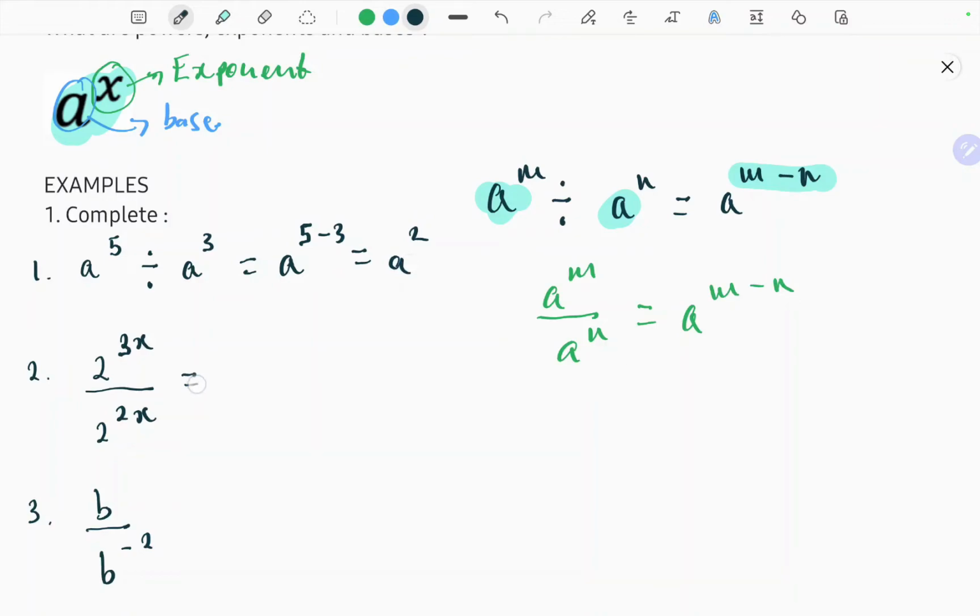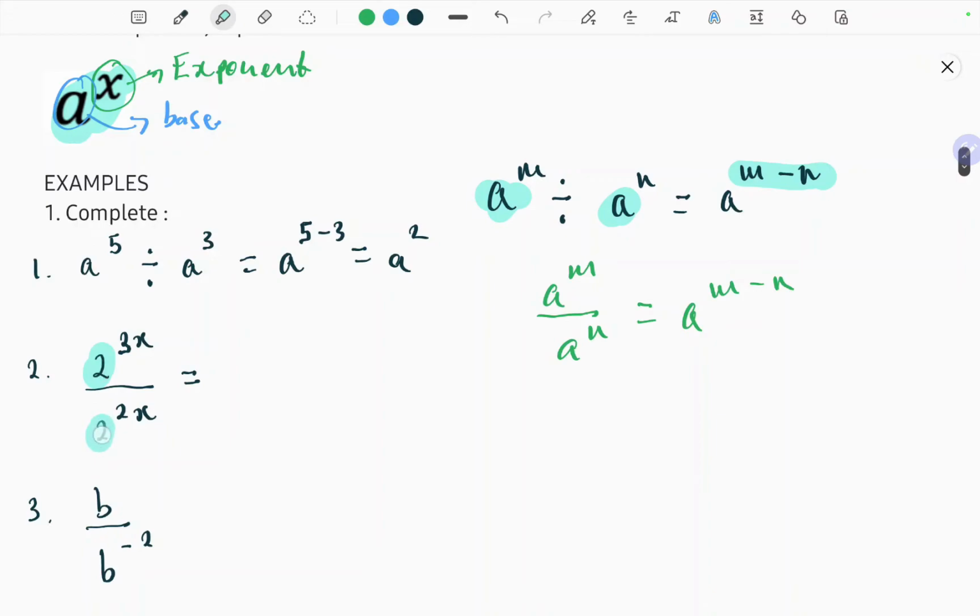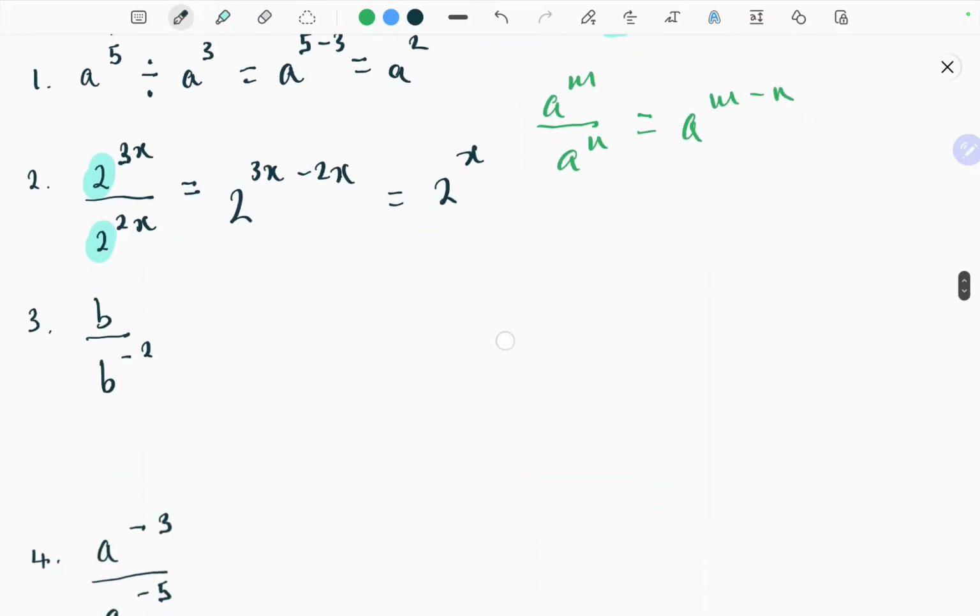The second one is, once again, the bases are the same, so all that you do is subtract the exponent. So it's 2 to the power of 3x minus 2x, and that's 2 to the power of x. Very straightforward.